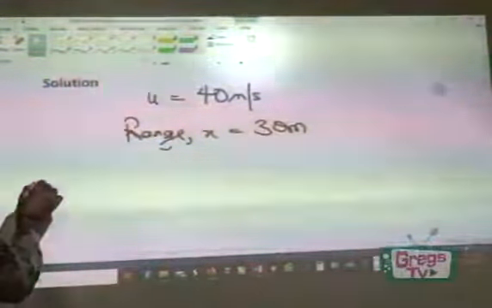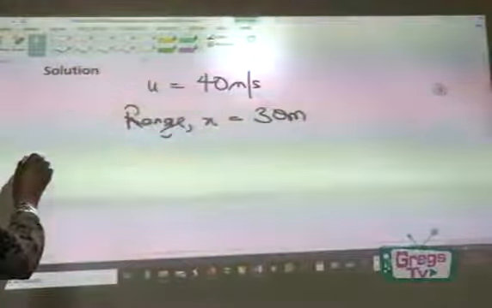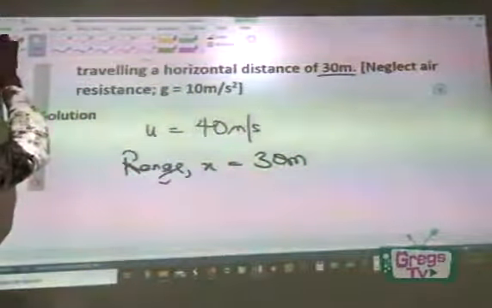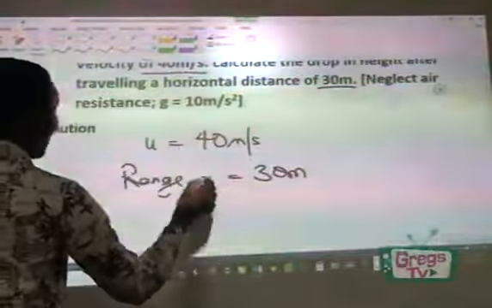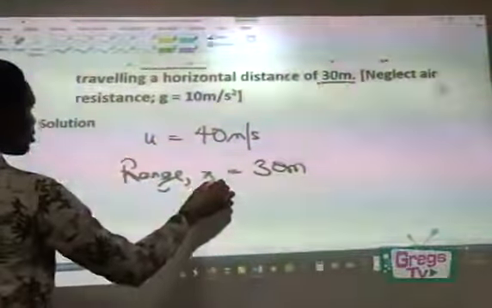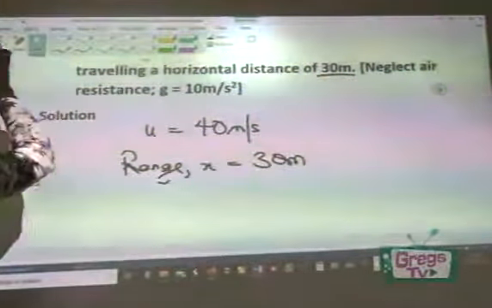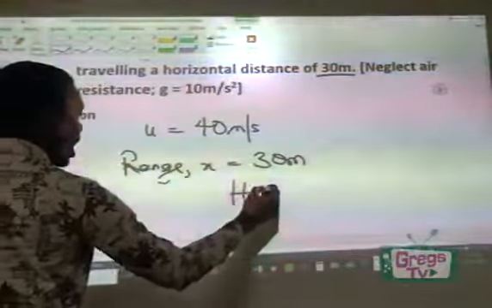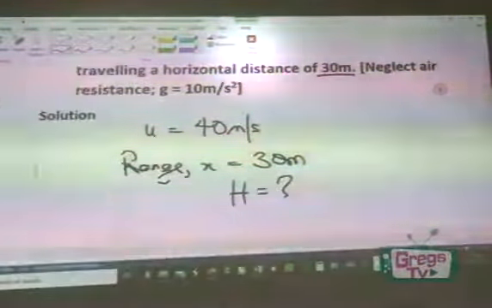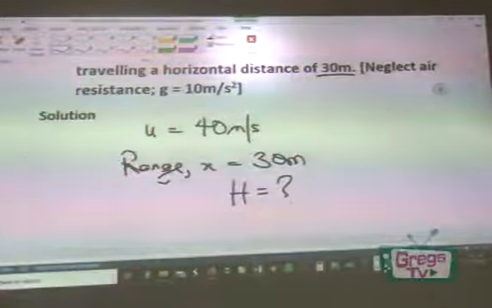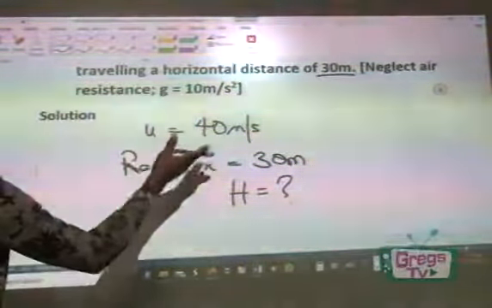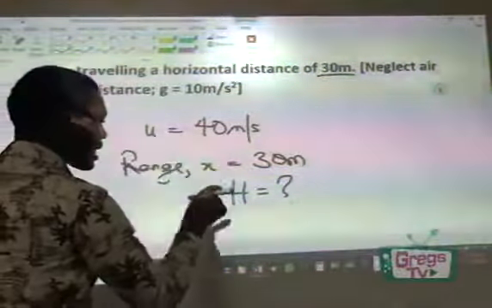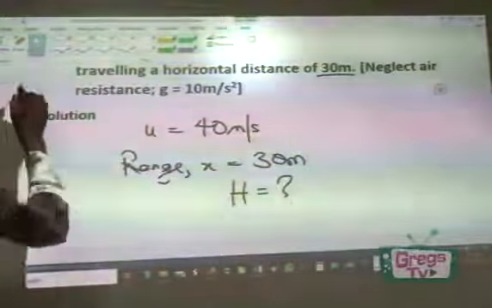So let's take that up. What I'm going to do is very simple. Let's look at this question very well. We want to calculate height. Our height is unknown. So if that is the case, I have my range and I have speed, so I should be able to get time. And the moment I get time, I'll get my height using equations of motion.